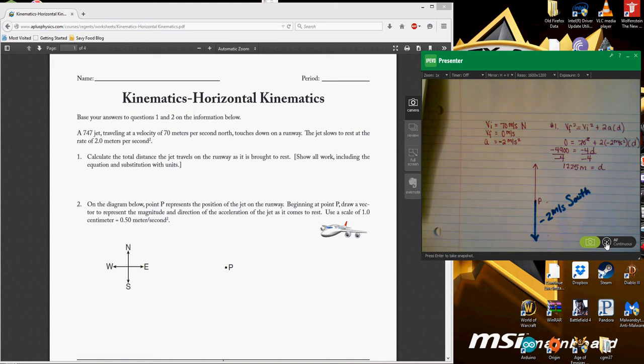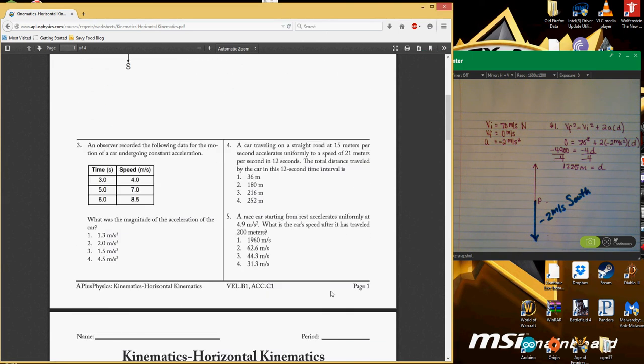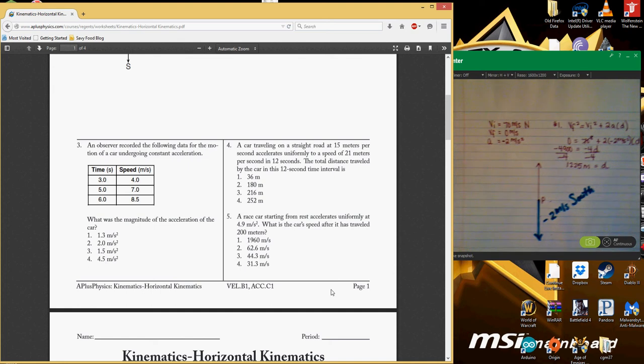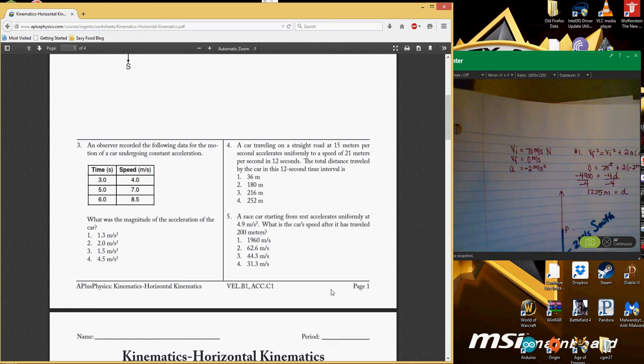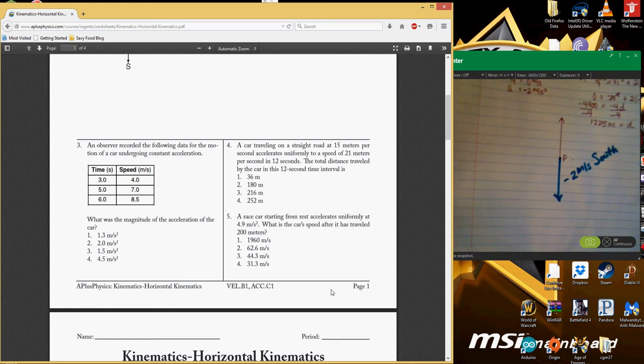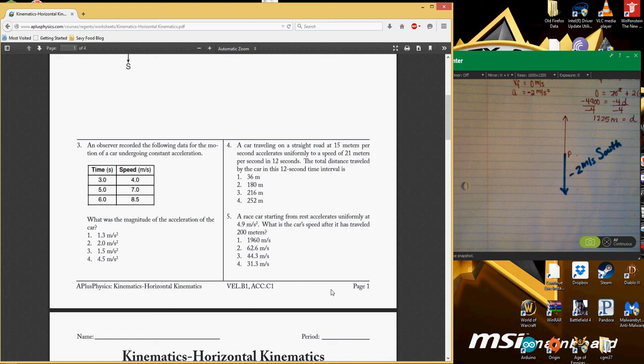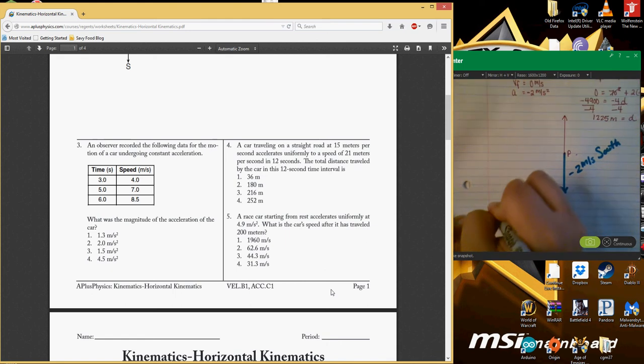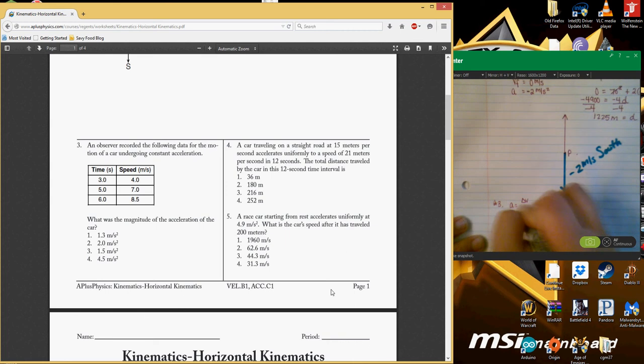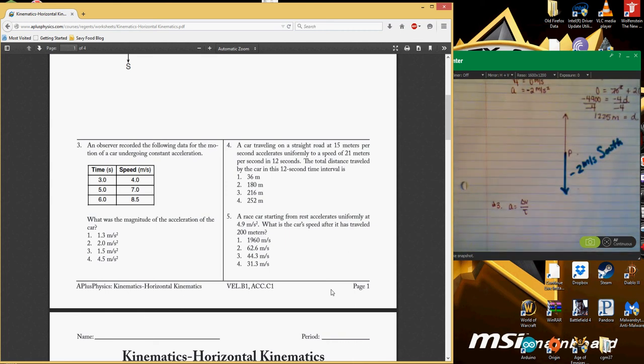Now, the acceleration, because the plane is slowing down, is not going to be in the north direction, but in the opposite direction. So your acceleration should be in the south direction. And your magnitude for that should be about this length, which is equal to 2 meters per second squared in the south direction. And it should be a length of about 4 centimeters.